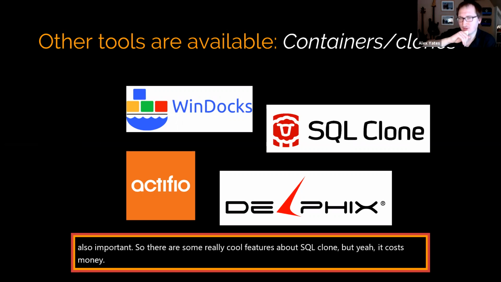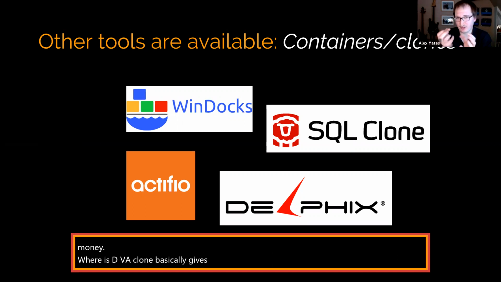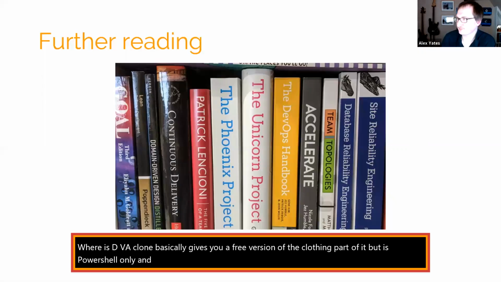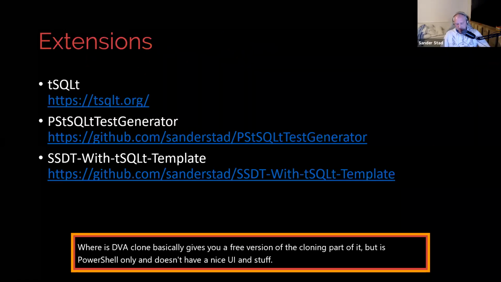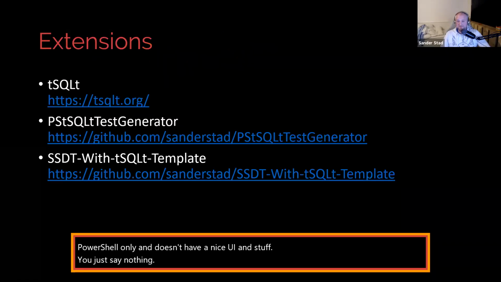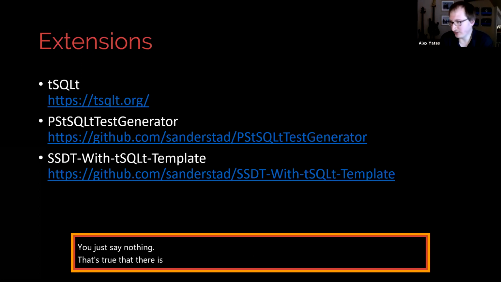Whereas dbaclone basically gives you a free version of the cloning part of it, but is PowerShell only and doesn't have a nice UI and stuff. DBA Tools has a masking command as well. That's true, which, by the way, I wrote. Masking stuff that comes from DBA Tools as well.